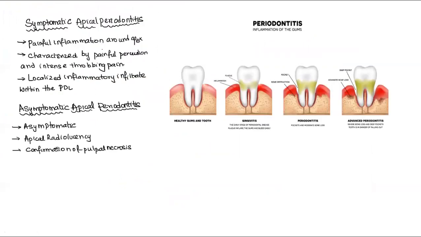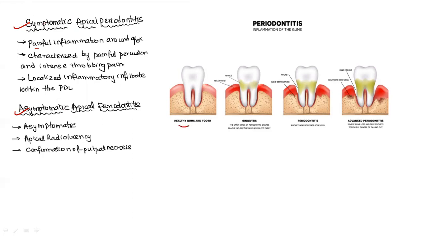Now coming to apical periodontitis. There can be symptomatic apical periodontitis and asymptomatic apical periodontitis. Symptomatic apical periodontitis means there is painful inflammation, so you can see the symptoms. Whereas asymptomatic means you do not find the symptoms, but in both cases, the pulp is infected.